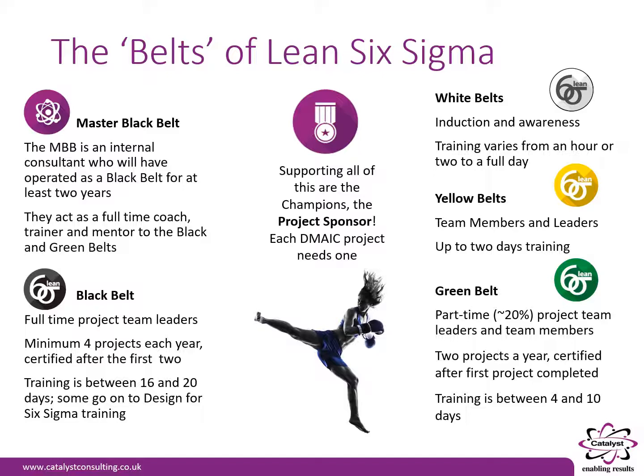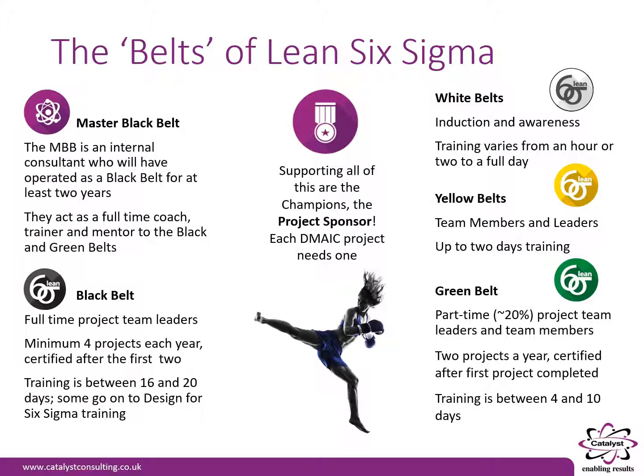Black belts are full-time project team leaders. They deliver a minimum of 4 projects each year and are certificated after the first 2. Training takes between 16 and 20 days for black belts, and some go on to do Design for Six Sigma training. Green belts are part-time Lean Six Sigma practitioners, spending around 20% of their time as project team leaders and team members. They deliver around 2 projects a year and are certificated after their first project is completed. For them, training is between 4 and 10 days typically.